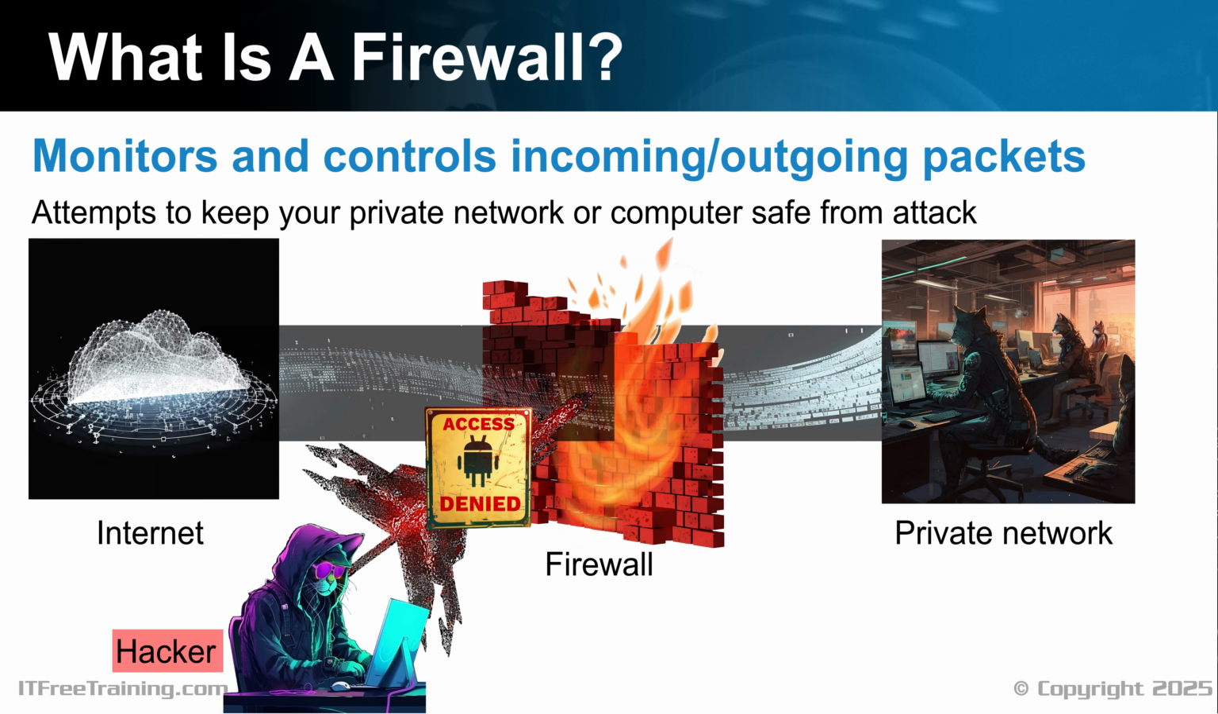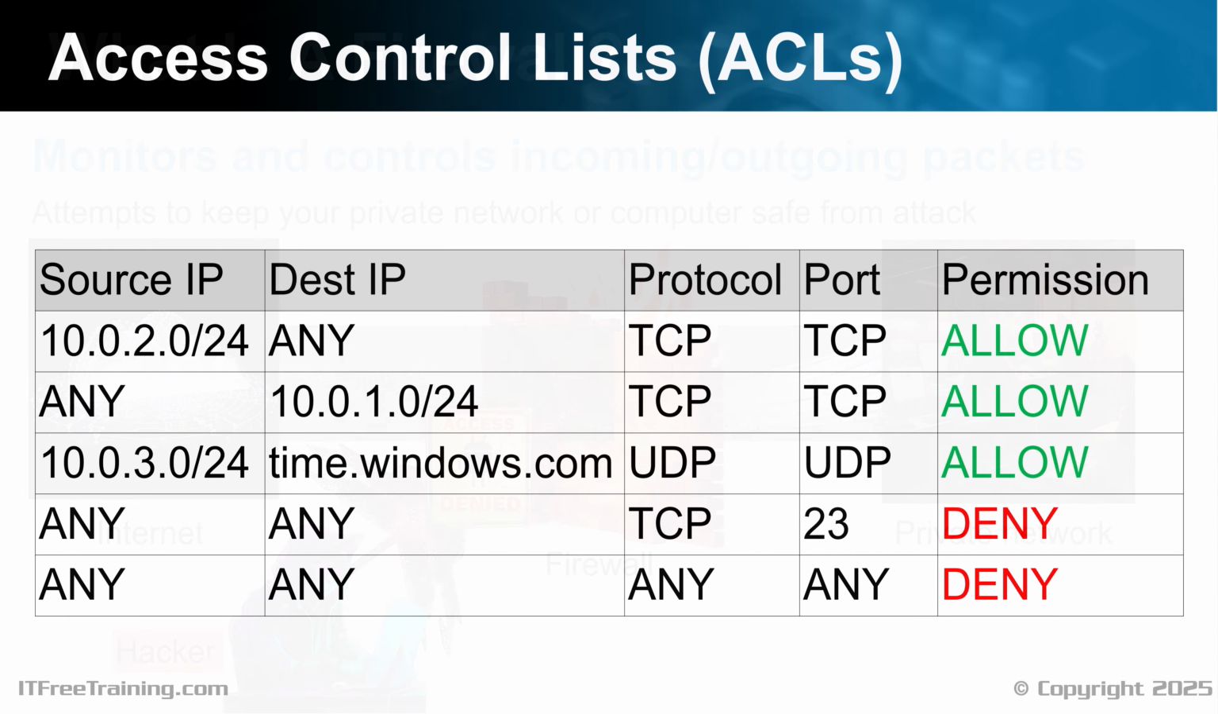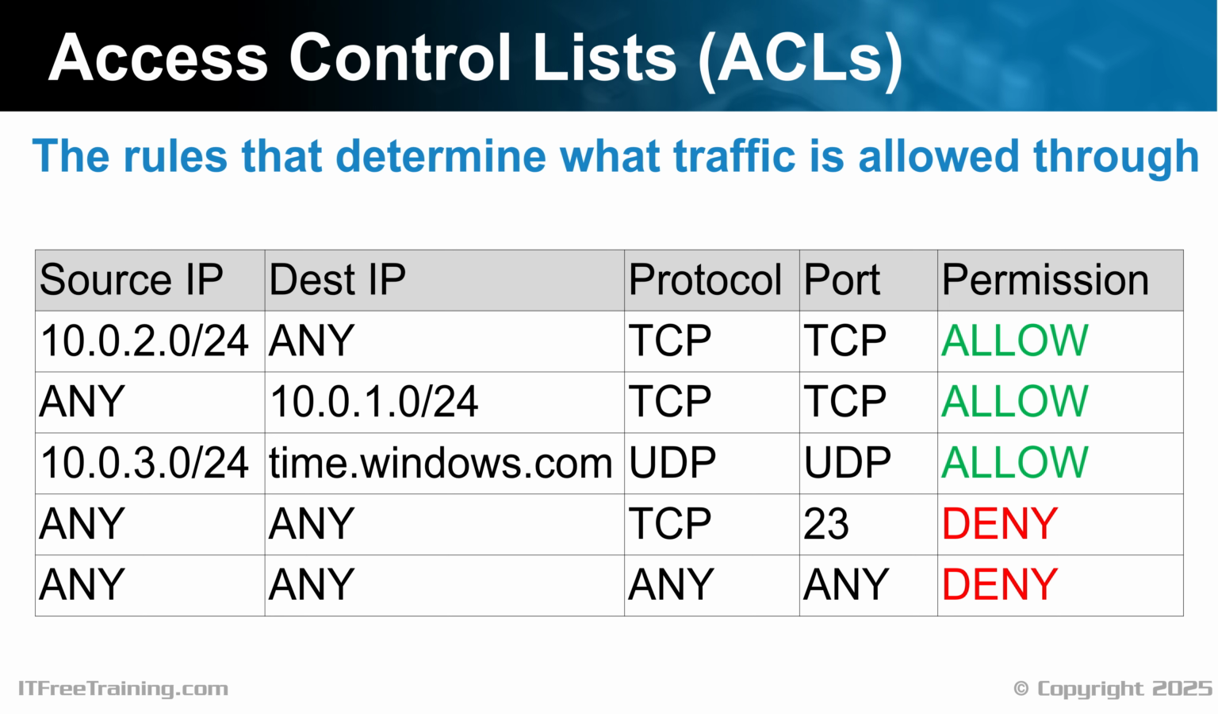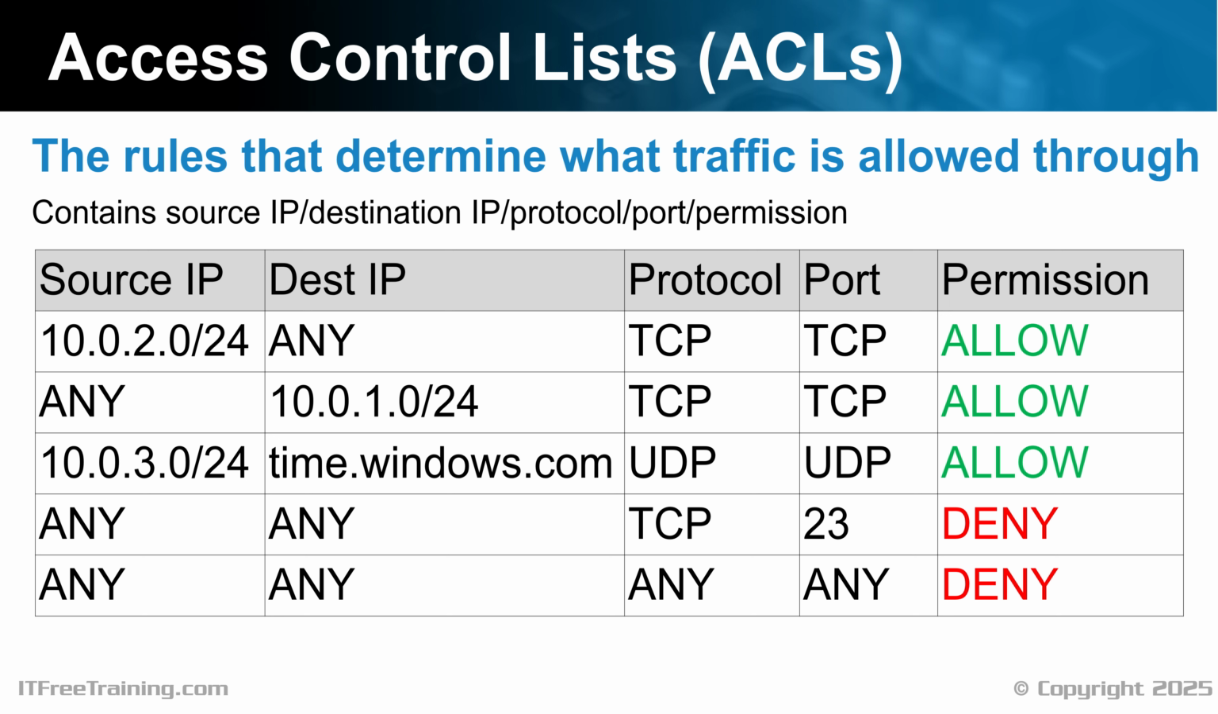Firewalls allow and deny traffic based on rules. Let's have a closer look. Firewalls have access control lists, or ACLs. ACLs are the rules that determine what traffic is allowed through the firewall. The ACLs contain the source IP address, destination IP address, protocol, port, and permissions. For permissions, this will be either allow or deny.